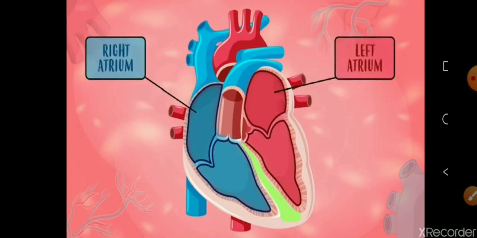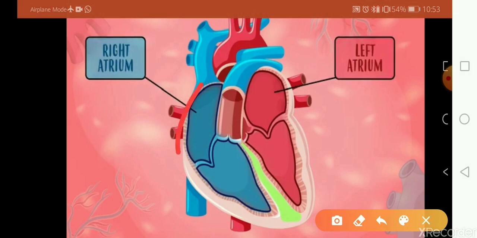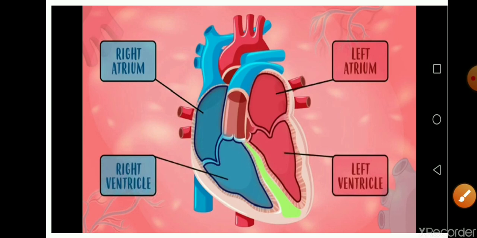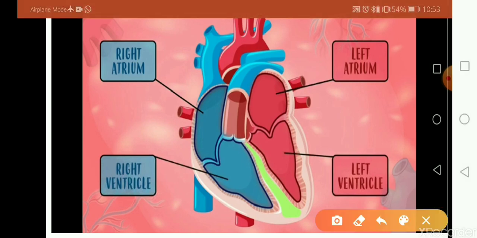Now let us talk about the first two upper chambers. The top upper chambers are called the atria. So this is the right atrium and this is the left atrium. And the bottom two chambers are called the ventricles. So this is the right ventricle and this is the left ventricle. So there are basically four chambers: right atrium, left atrium, right ventricle, and left ventricle.